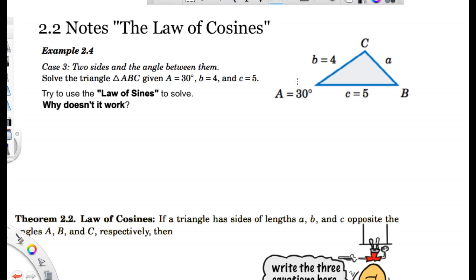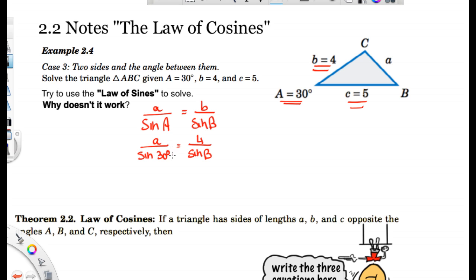So I'm given an angle, right? And I don't know this side, and I'm given two more sides, and I don't know these angles. So any way that I look at this, if I try to make any pairings, let's say for example I try this, and I'm going to fill in the parts that I know. So A is unknown, okay? I do know what the sine of 30 is. And then B I know, but I don't know what the sine of B is. So I have two unknowns in here.